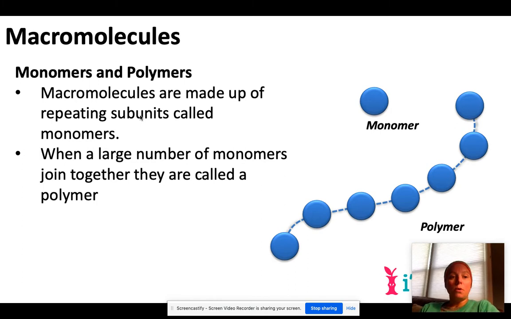A monomer and a polymer: mono means one, so we have one subunit, and poly means multiple subunits. Macromolecules can come as single units or as multiple units. I like to think of this as a house. How do we build a house? We need bricks. One individual brick would be the monomer, and if we put a whole bunch of bricks together, then we have a polymer.